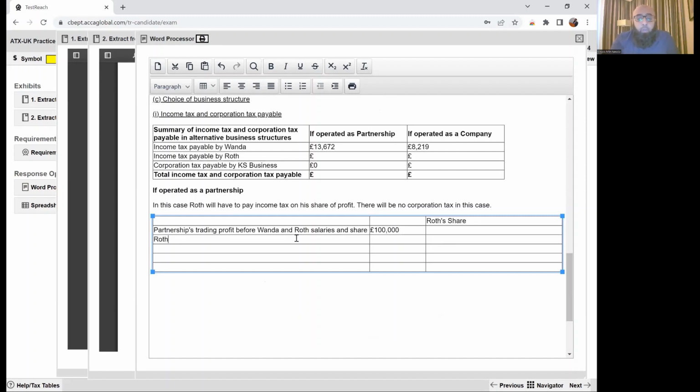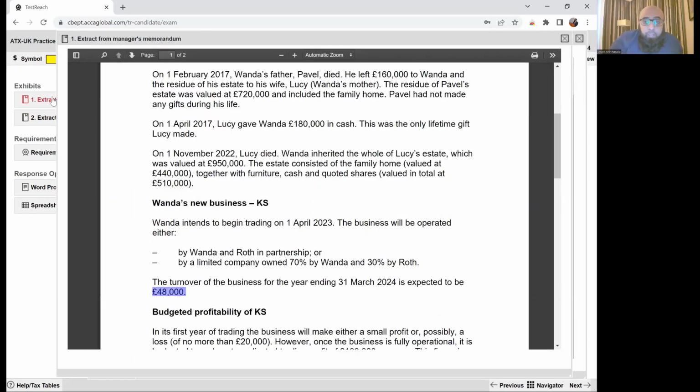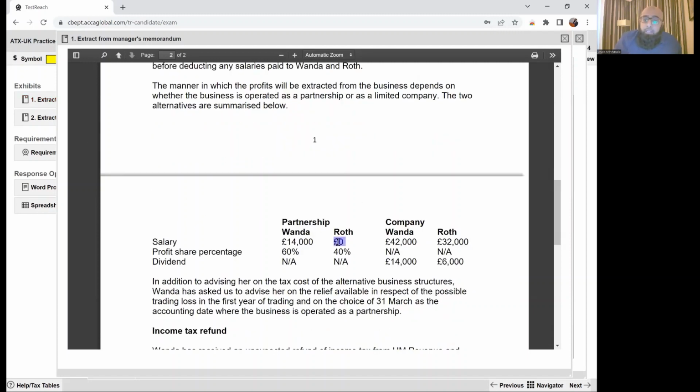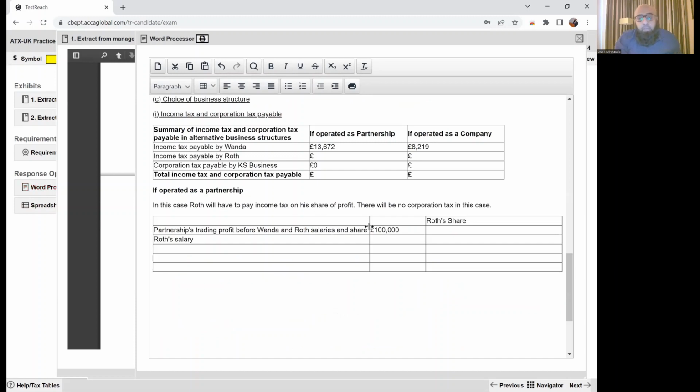Now, what is ROT's salary? What is the ROT salary which you'll be getting from the partnership? The ROT salary is 0 in case of partnership. Please listen to me. Believe me, it's very easy. Just concentrate and you will be able to understand. Now, the ROT salary is 0. Vendor's salary is 14,000. In case of partnership, the split is 60-40. So ROT's salary is £0. So here goes 0.